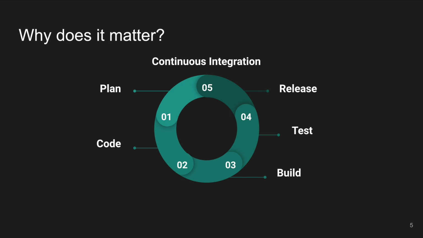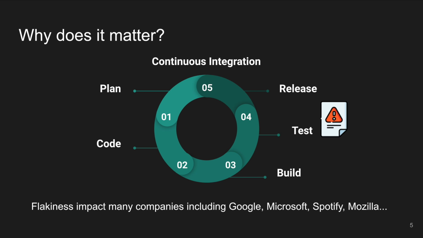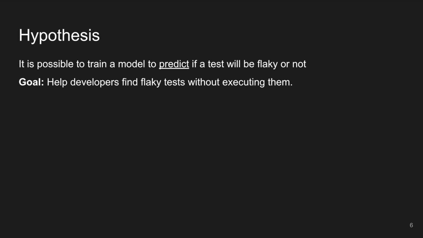Well, it is difficult for developers to debug flaky failures, as they are hard to reproduce. The problem is then important. Flakiness delays releases, and developers start to lose trust in their test suites. So the hypothesis behind this work is that it is possible to train a model to predict if a test will be flaky or not.